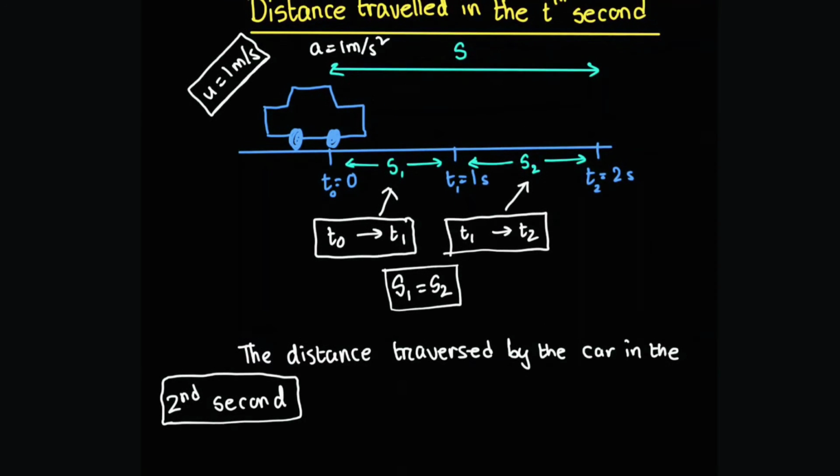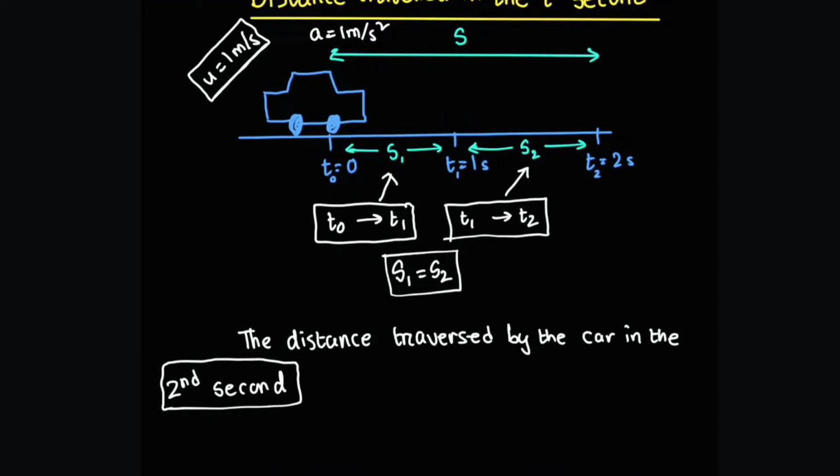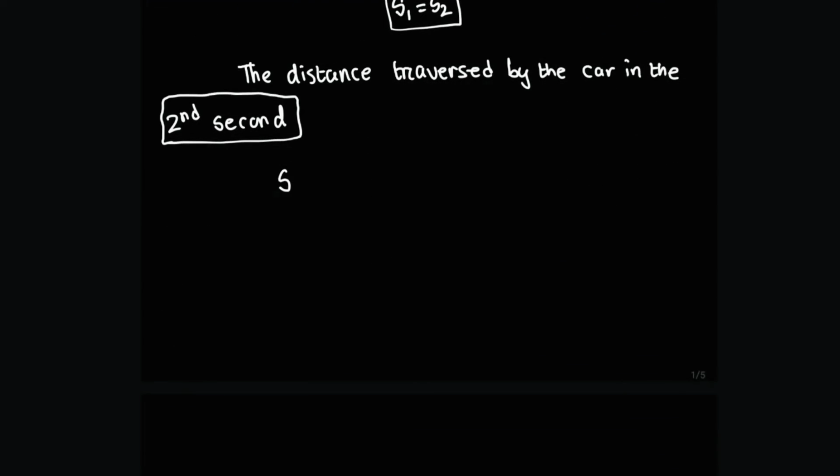Now, how do we calculate that? Well, the distance traversed by the car in the second of its journey, according to the figure, is basically s2. And from the figure, we can say that in the entire 2 seconds of its journey, the car has traveled a distance of s, which is this. So we can say that s is equal to s1 plus s2.